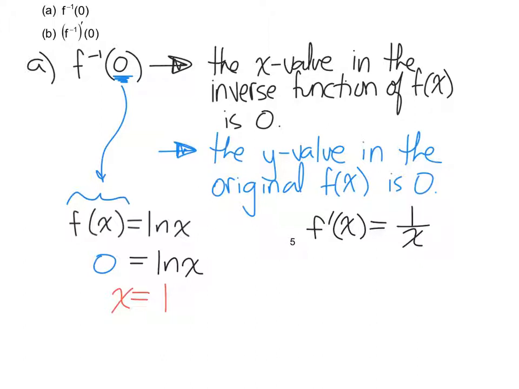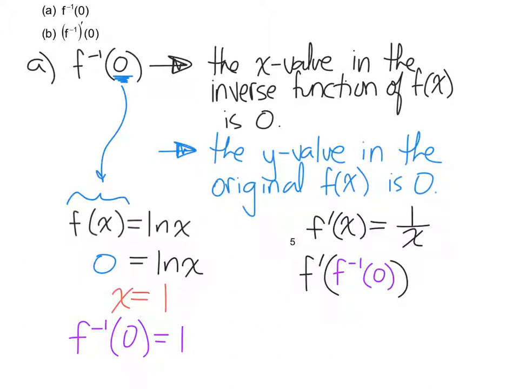All right, so what we got for the first part A, that x equals 1, was our answer. That was f inverse of 0 equals 1. That's useful information. It's going to help us in a second. The second part, that derivative, very important also. So what we're going to do is take our derivative and compose it with the inverse at 0.